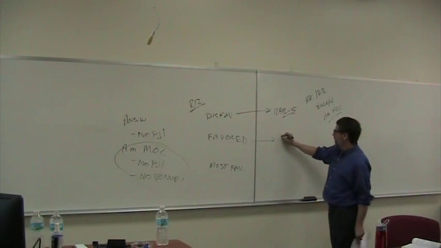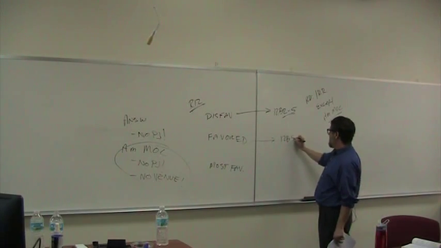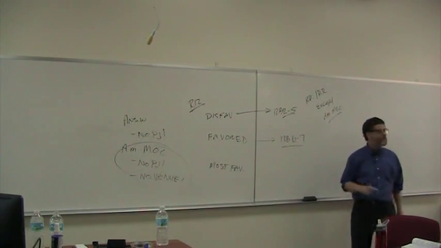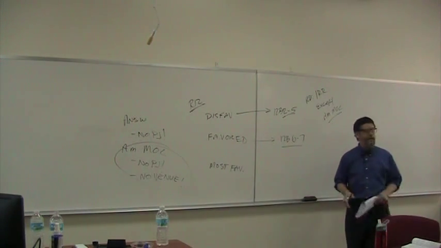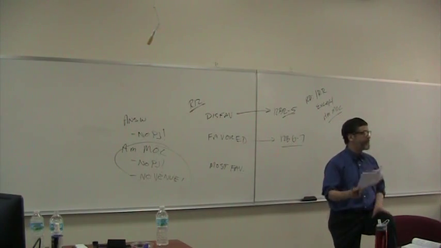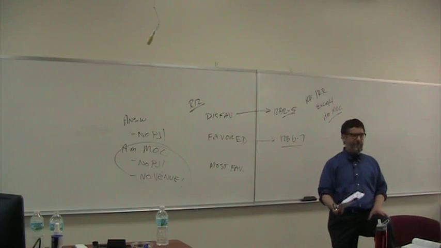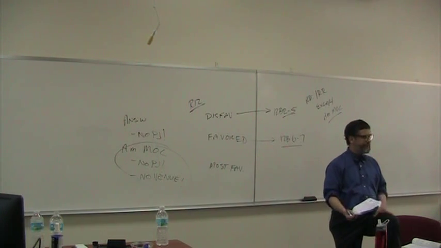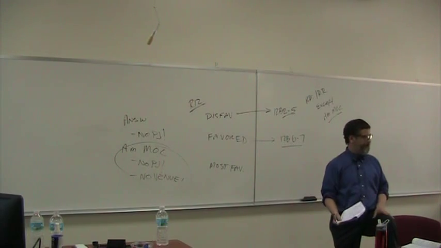Favored defenses are 12(b)(6) and 7. 12(b)(6) is failure to state a claim. 12(b)(7) is failure to join a party required by Rule 19. Those can be raised through trial. They don't have to be a pre-answer motion. You can raise them by a motion for judgment on the pleadings or even through trial.